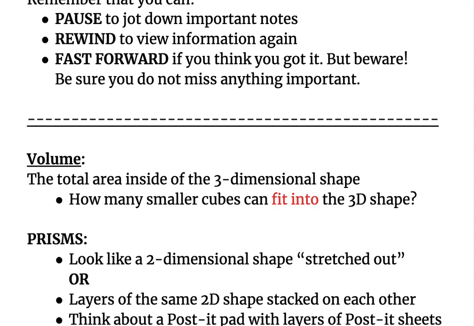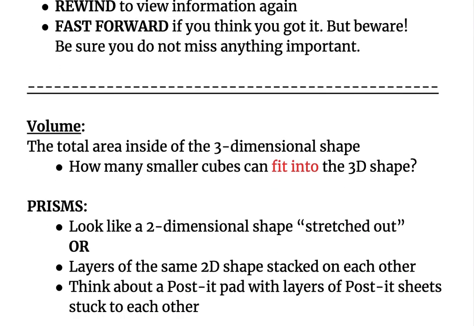And when we talk about how to find the volume of prisms, it's important for us to remember what prisms are. So prisms, if you remember, they look like two-dimensional shapes being stretched out. So they have the same shape on the top and bottom bases. You can also think about it as having layers of the same 2D shapes stacked on top of each other. So I think about it as a Post-it pad because in a pad of Post-its, there's layers and layers of individual Post-it sheets that are stuck on top of each other.